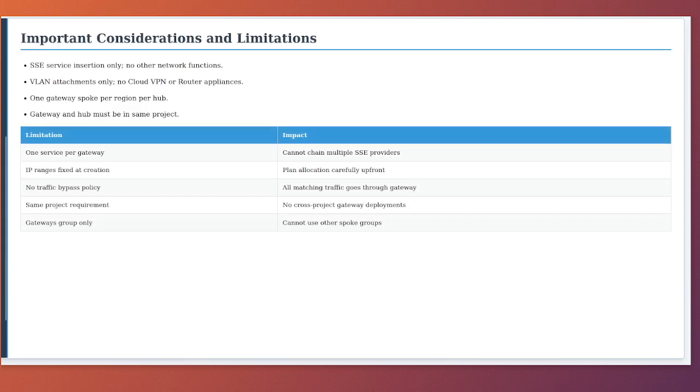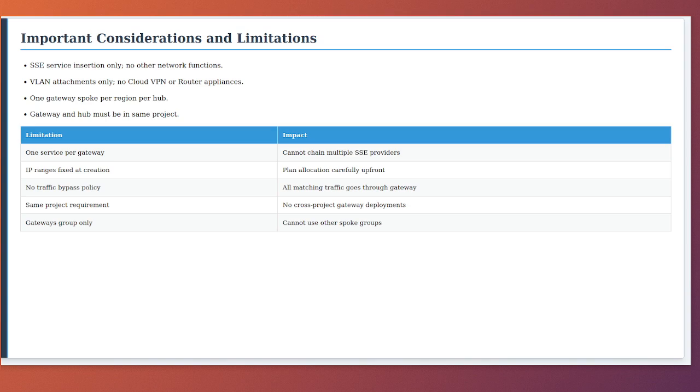Important considerations and limitations. Before completing your NCC Gateway deployment, it is important to understand the key considerations and limitations that affect how you design and operate your network. NCC Gateway supports SSE service insertion only. This means traffic can be steered to third-party SSE providers, but other types of network functions or services cannot be inserted at this time. Only VLAN attachments can connect to NCC Gateway spokes.